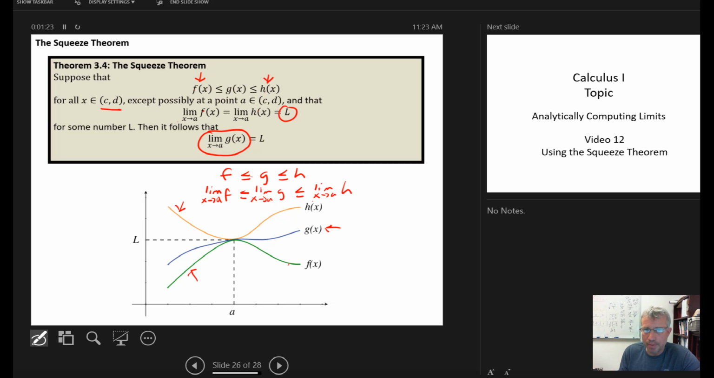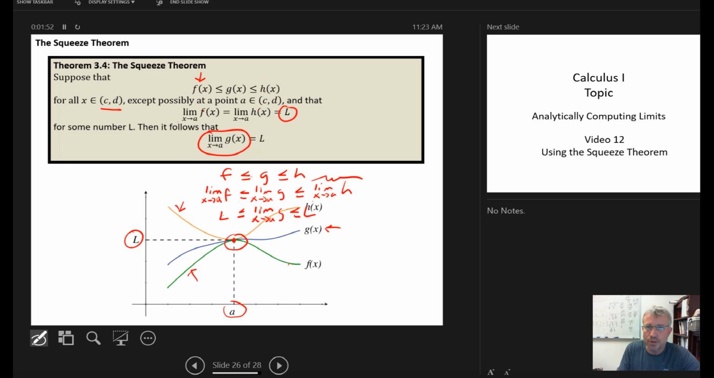But if the limit as x goes to a of f is L, this is going to be less than or equal to the limit as x goes to a of the function g is less than or equal to, and if this limit is also L, that tells us that the limit as x goes to a of g is between L and L, but L is just a single real number. So that tells us that all three functions are going to have the same limit at a. So that's the squeeze theorem.